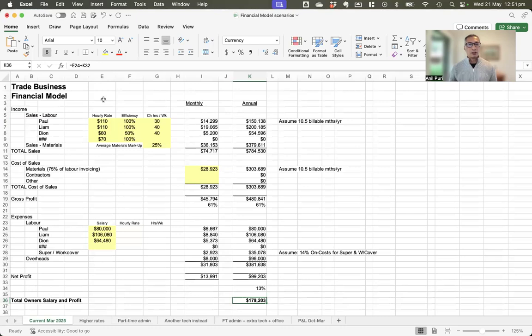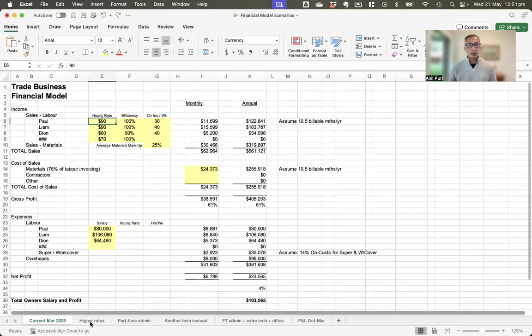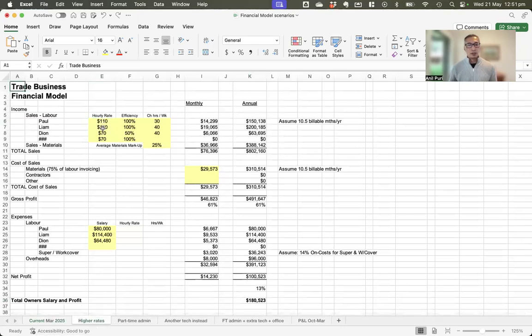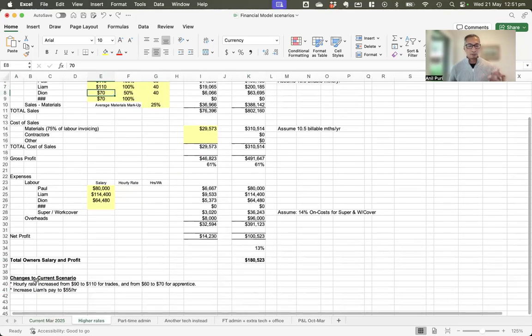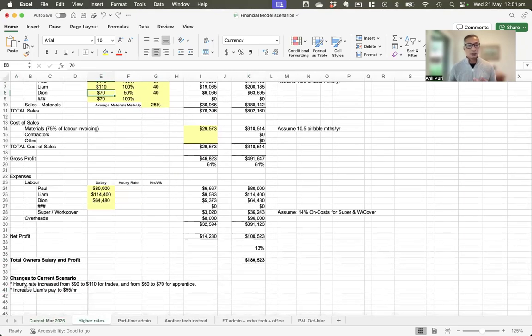So in this example, I'll just go back to where it was. This is his current situation. But I did a scenario where he increased his rates, both for his tradespeople and his apprentices. And that, plus I've got a bit of a summary of the changes, plus increased his tradesperson's salary to $55 an hour. And that's the outcome.